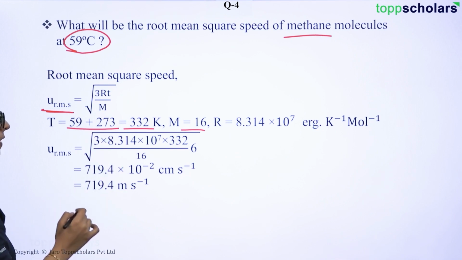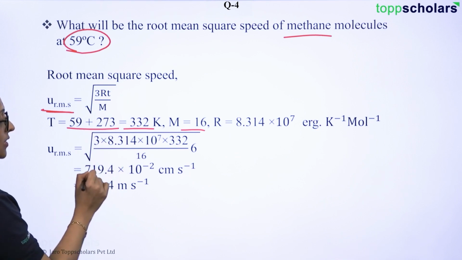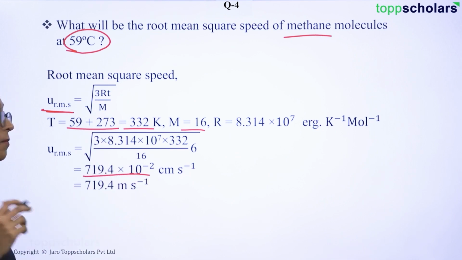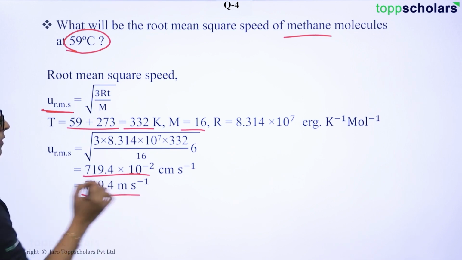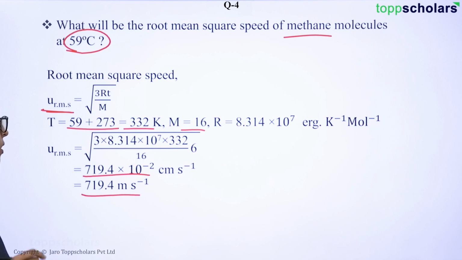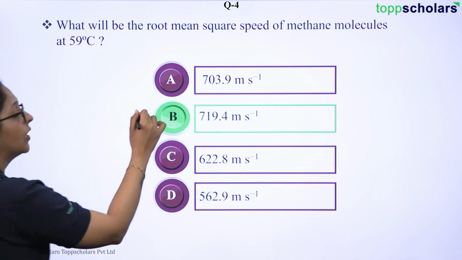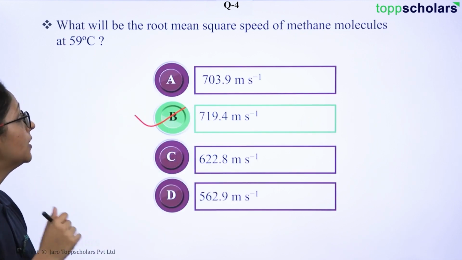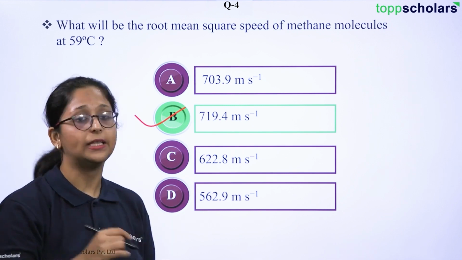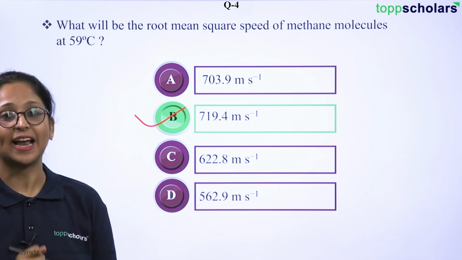If we try and solve the values, we get the answer as 719.4 into 10 to the power minus 2 centimeter per second. So the final answer will be 719.4 meter per second. The correct answer is option B. That will be the root mean square speed of methane molecule at 59 degrees Celsius.